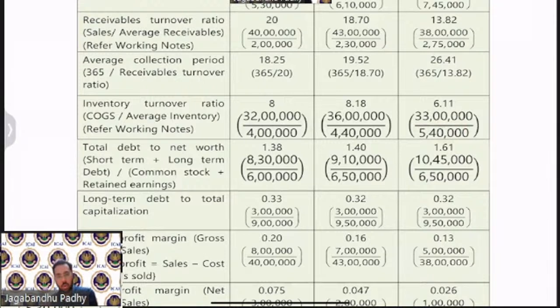Then the long-term perspective. From a long-term liquidity or long-term solvency perspective, if you see the debt equity ratio, you find it is 1.38, 1.4 and 1.61. So debt is increasing, the debt equity ratio is increasing. That indicates the company is taking more and more debt and it's not in a sound financial condition. Long-term debt to total capitalization: as a proportion of total funds employed, long-term debt has been constant. So we are possibly not borrowing for the longer term, we are possibly borrowing for a shorter term.